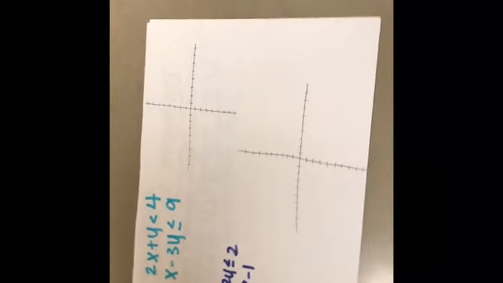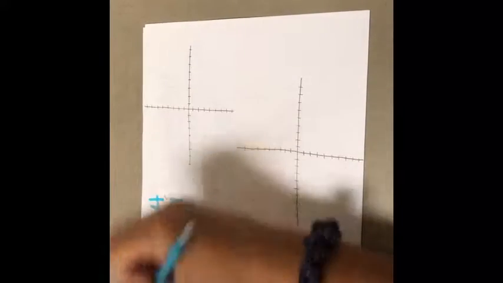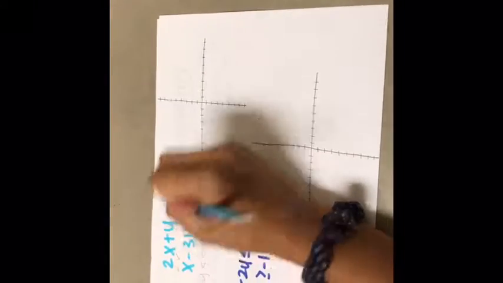So we have 2x plus y is less than 4. So we wanted to get into y equals mx plus b form. So we're going to subtract the 2x from this side, subtract the 2x from the other side, and you get y is less than negative 2x plus 4.